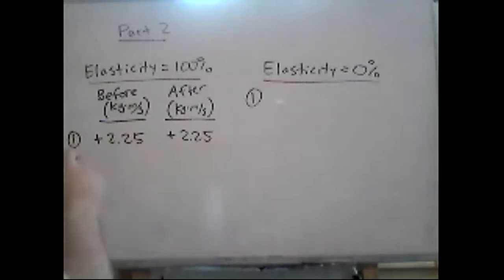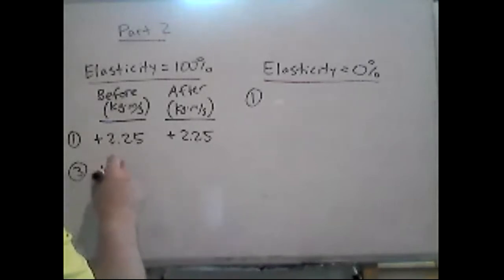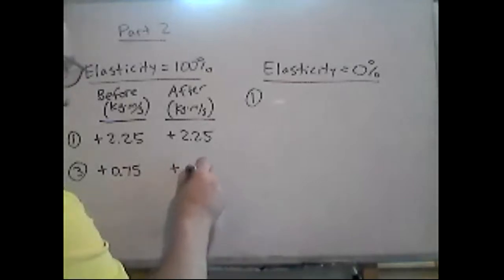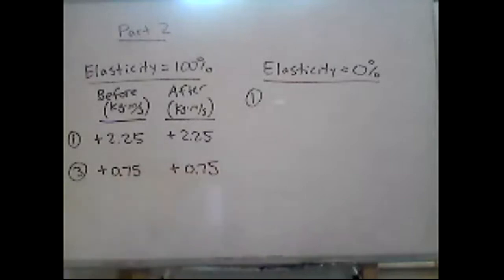And if you go to trial 3, do the exact same calculations, go through the exact same math that I just got done doing, what would I write here? Well, I would show in trial 3 that the total momentum before the collision was 0.75 and the total momentum after the collision was 0.75. Again, I would do the exact same math that I did here.